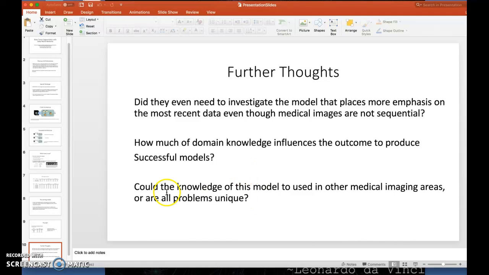So, from what they found from this model, what could be further inferred for other medical imaging problems, so people can spend less time trying to solve problems in general.